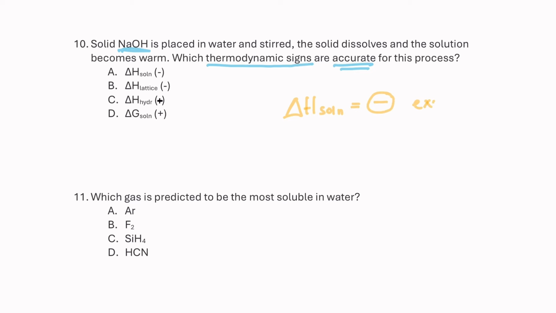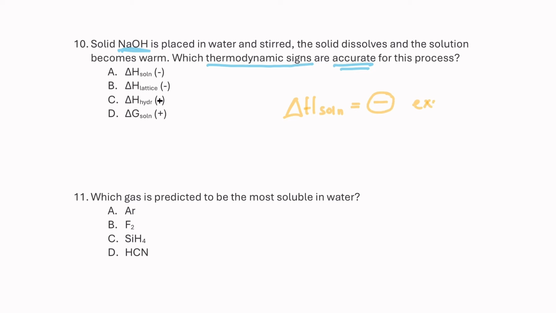Finally, D says nitrogen gas becomes more soluble in water as temperature increases. That's false. Gas solubility in liquids decreases with increasing temperature, which is why warm soda goes flat more quickly. The only correct statement is A.